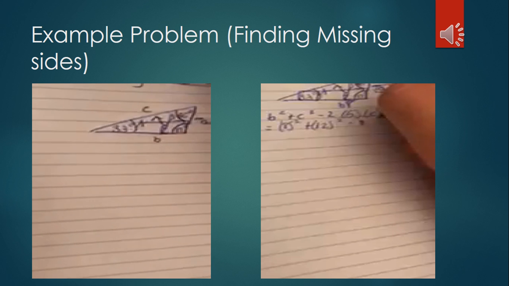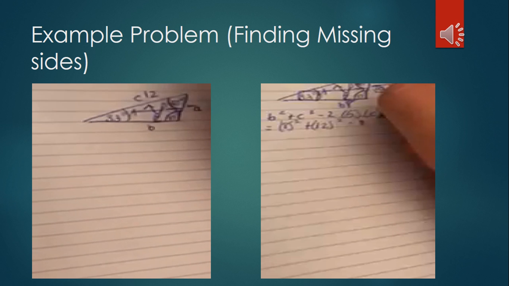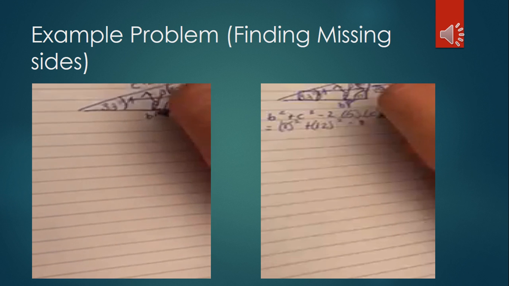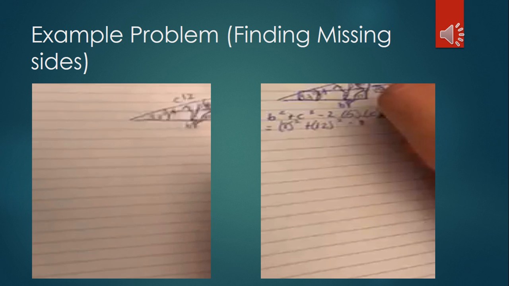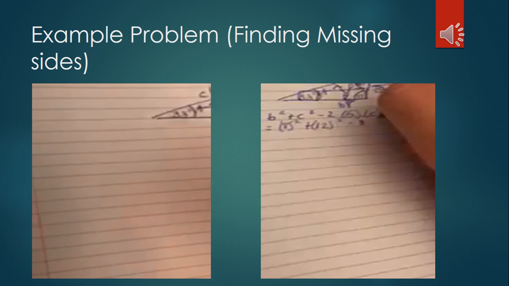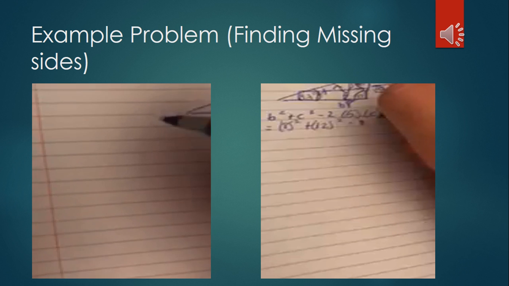So now let's say side C is 12, and then side B could be 8. Now what you want to do is put in the equation. It would be the side that you want to find, and you want to square that.